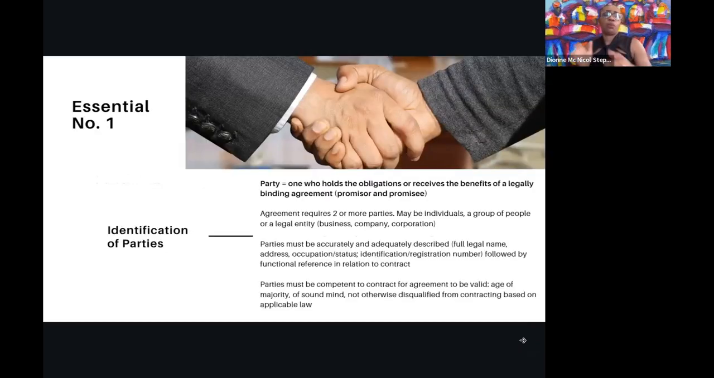So let's go quickly along. Identification of party. The party is one who holds the obligation or receives the benefits of the binding agreement. They're known either as the promisor or the promisee, right? An agreement requires two or more parties. They may be individuals, a group of people, or a legal entity, which would be a business, a company, or corporation.